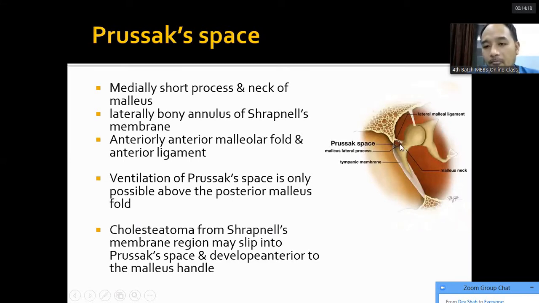The ventilation of this Prussak space, a small closed space, is through a tiny opening in the posterior part. There is no other way for air to enter this space. So when there is a retraction of the pars flaccida, the ventilation stops and the pars flaccida retracts into this Prussak space, forming a cholesteatoma, and the cholesteatoma can spread anterior to the handle of the malleus. The disease may arise in this space and continue anteriorly to the handle of the malleus. This is the relevance of Prussak space.